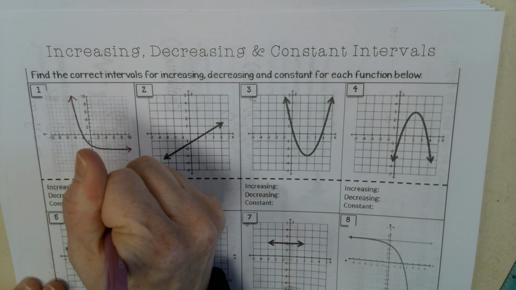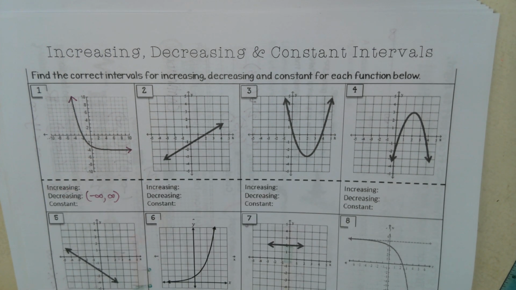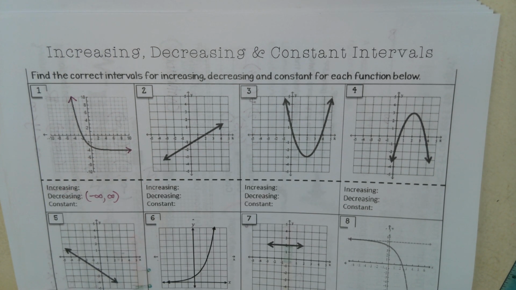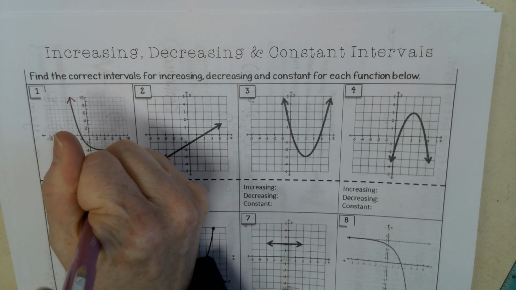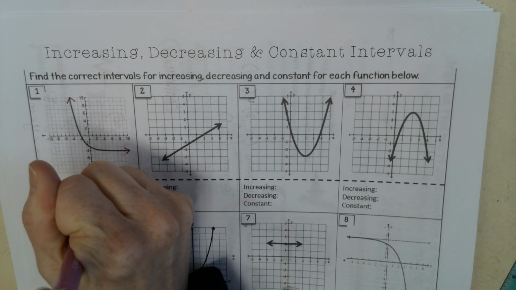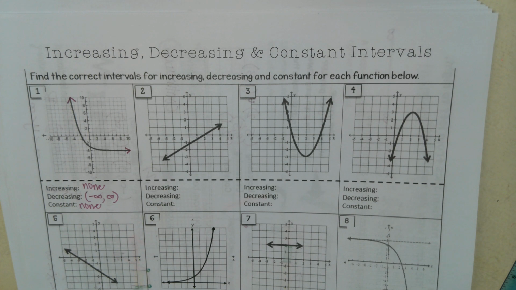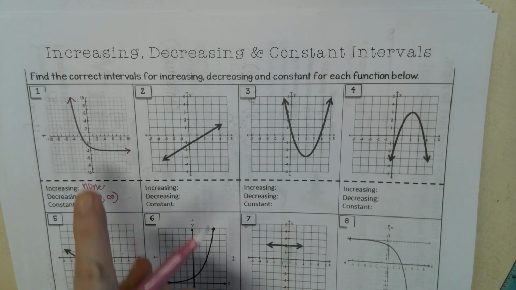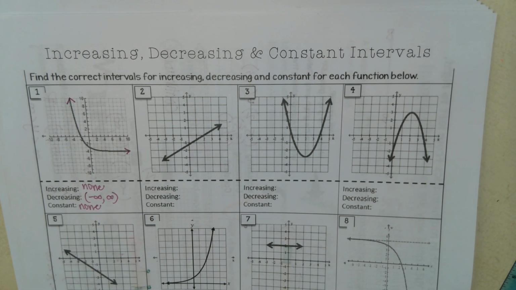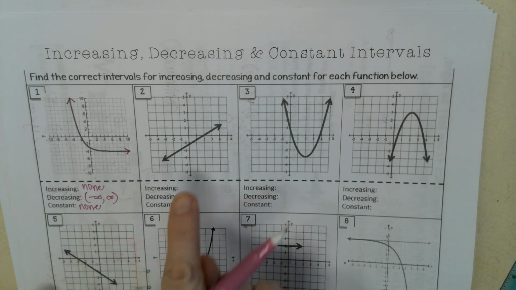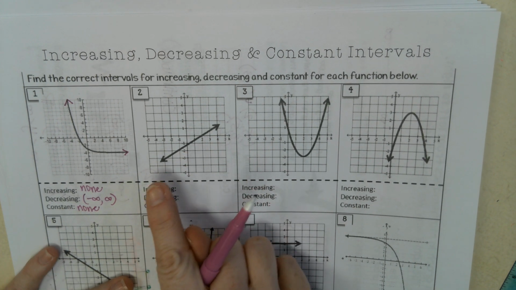It falls from negative infinity to positive infinity. That means there is no interval of increase and no constant interval. This whole graph falls from left to right. Okay? All right, number 2 is a linear function.